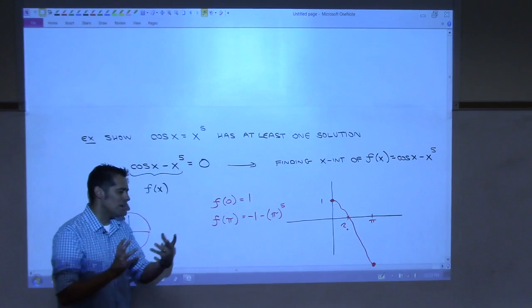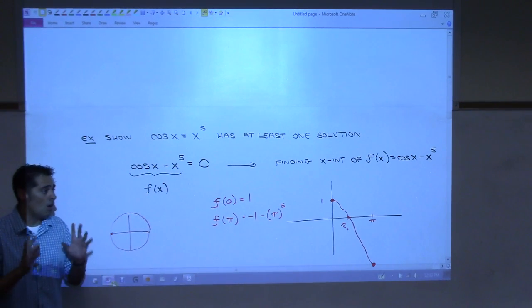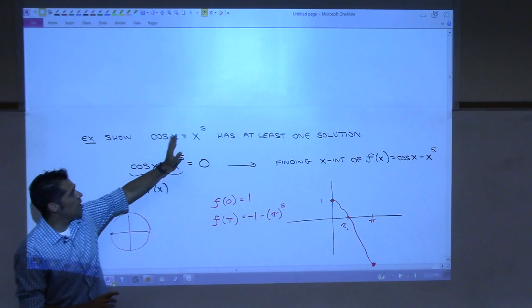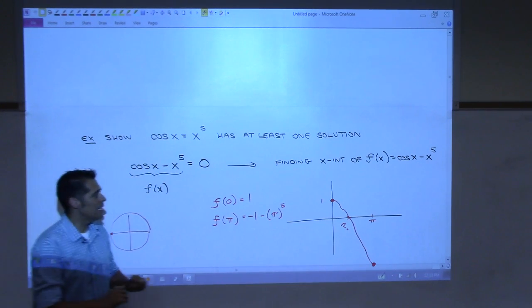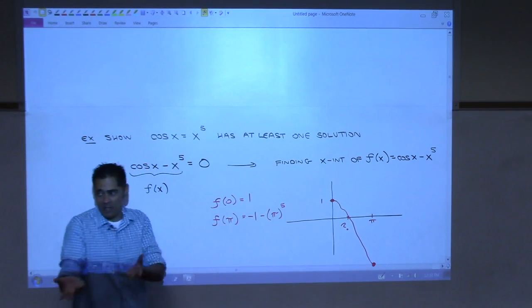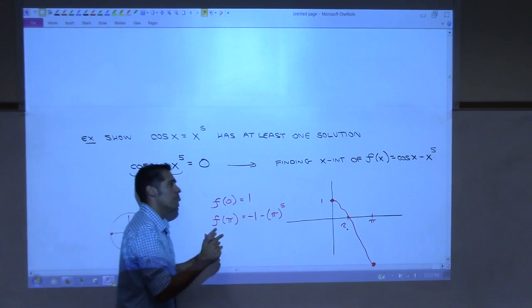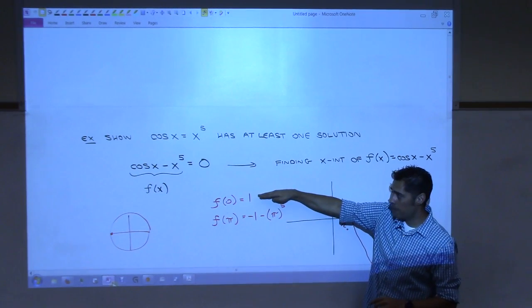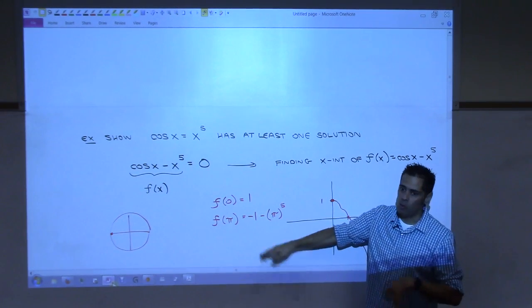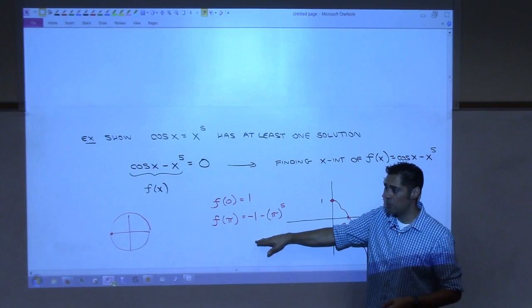I know sometimes this can be confusing because it's so obvious. All you're doing is taking the equation, moving everything to one side, calling that a function. Then you're picking two values arbitrarily. You have to guess these two values. And what you're hoping for is what? One of these is positive, and the other one is negative, or the other way around.